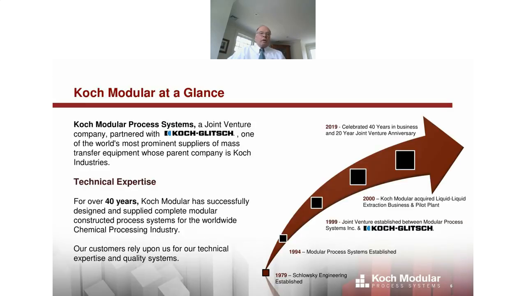So I'd like to start out, if you're not familiar with Koch Modular, with a brief overview of the company. Koch Modular is actually a joint venture company between Modular Process Systems, Inc. and Koch. And Koch, as most of you know, is one of the world's leading suppliers of mass transfer equipment, packings and trays, for example, that go on the inside of distillation columns. Koch, in turn, is owned by Koch Industries, and Koch Industries is one of the largest privately held companies in the United States.